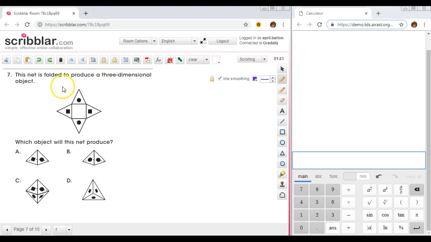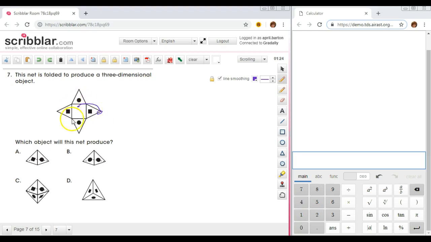Next problem. The net is folded to produce a three-dimensional object. Which object will this net produce? So a net is like a flat piece of paper where if we folded it and glued the edges together, it would make a three-dimensional object. So this corner would come up and be a top point of a pyramid.